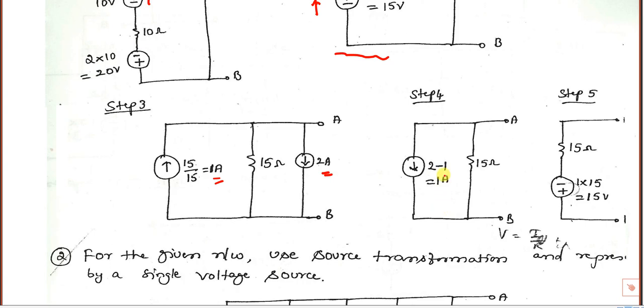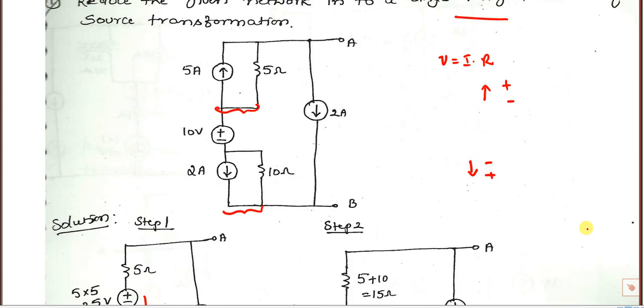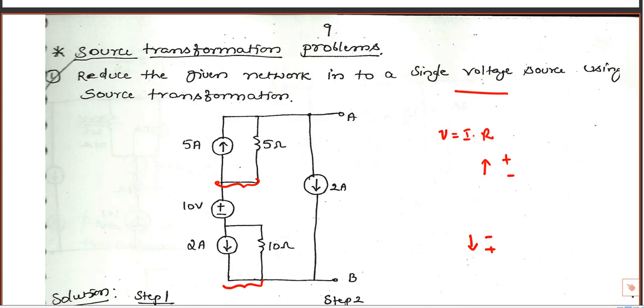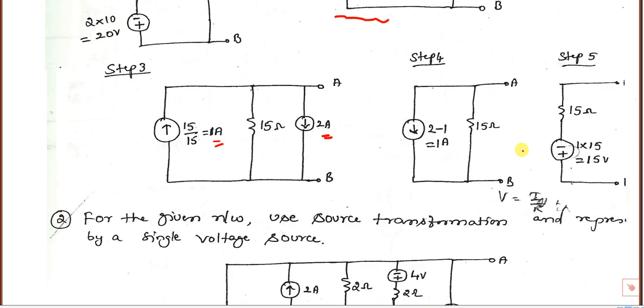So now the aim is what? You have to convert the given network into a single voltage source. So this is not the final answer. Again, we need to convert this one back to a voltage source. So V is equal to IR, 1 into 15. 1 into 15 is 15 volts, and the arrow mark side is plus. The arrow mark is here downwards.